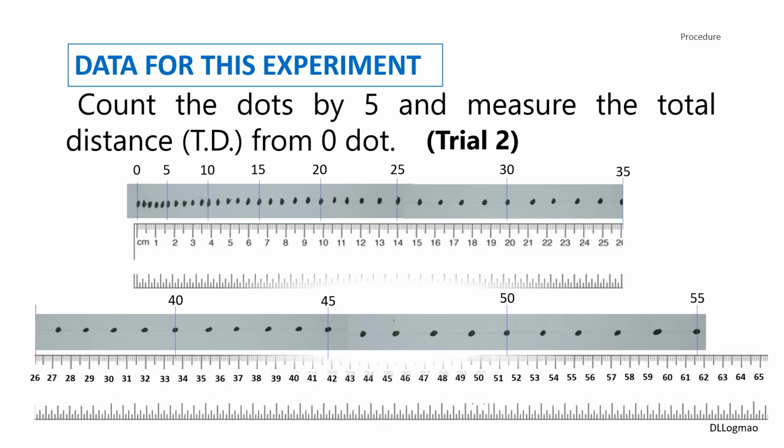Measure the total distance from 0 using the ruler or meter stick. Read the measure from the meter stick and record as the total distance, the same as in trial 1. If you need more time in reading the measures, pause this video. But don't forget to play again to continue in this experiment.